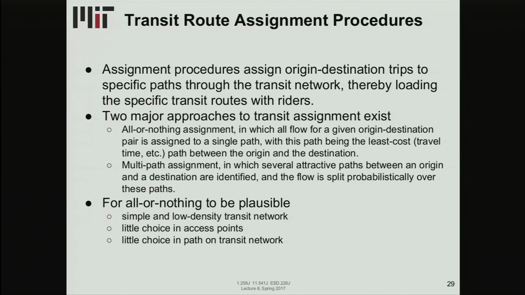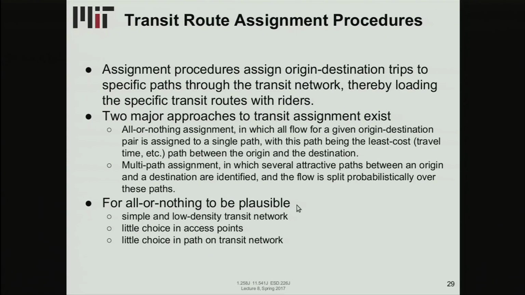So how about transit route assignment? How do we go about that? Transit route assignment is the process by which we assign origin destination flows to specific paths on the transit network, right? So there are two ways of doing that. There's the all or nothing assignment, which we talked about. That's the example of Madituk. And then there's the multipath assignment, which we gave an example for ME2.